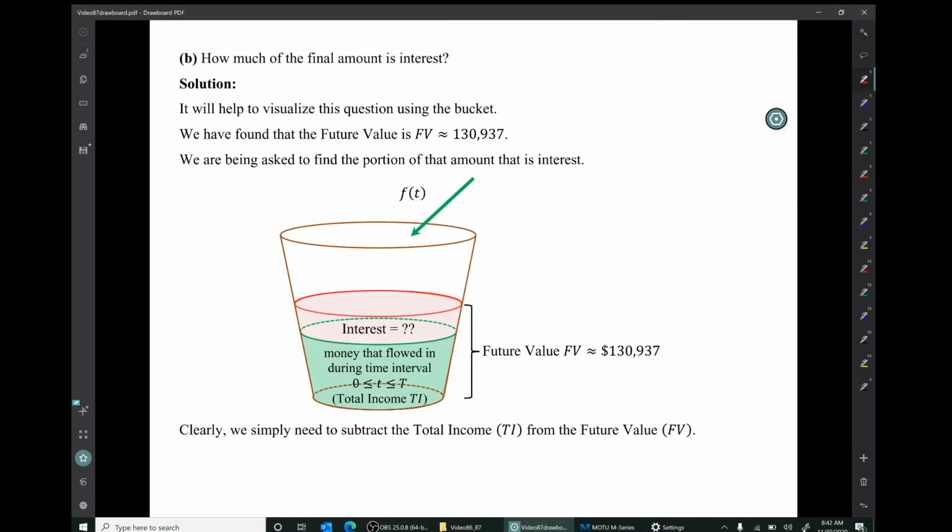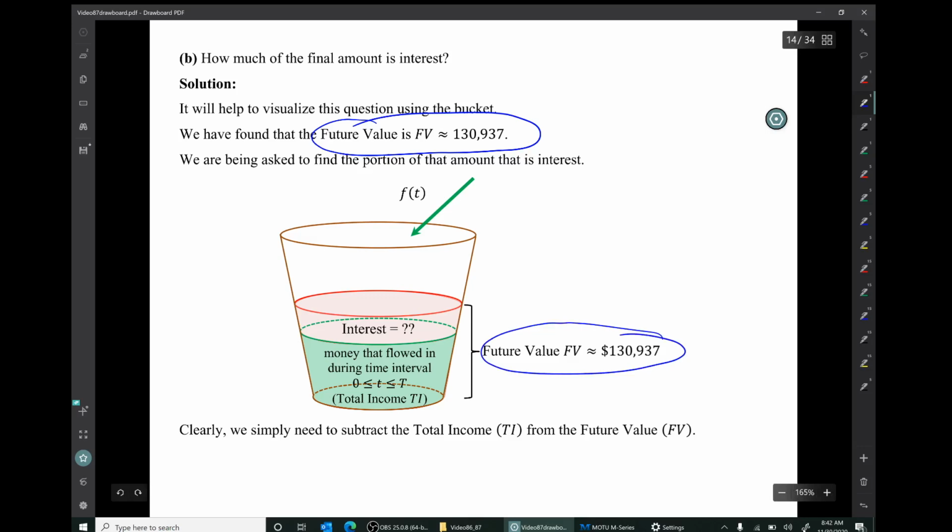Question B, how much of the final amount is interest? Well, it'll help to visualize this question using the bucket. We found that the future value is roughly $130,937. We're being asked to find the portion of that amount that's interest. In terms of the bucket, it would look like this. We found this future value. That's the total amount of money that will be in that bucket at time 10 years. And we're being asked to find how much of that money was interest.